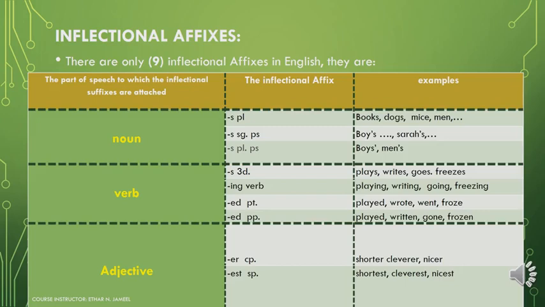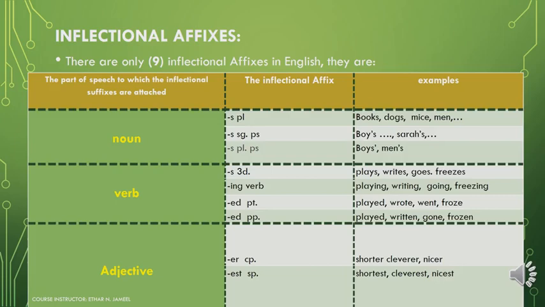The next inflectional affix is ing verb. Ing verb is added to verbs in the continuous tenses, in the past continuous tenses and in the present continuous tenses. We say ing verb because we have ing nominal and ing adjectival. We will deal with them later. But the inflectional affix is ing verb only.